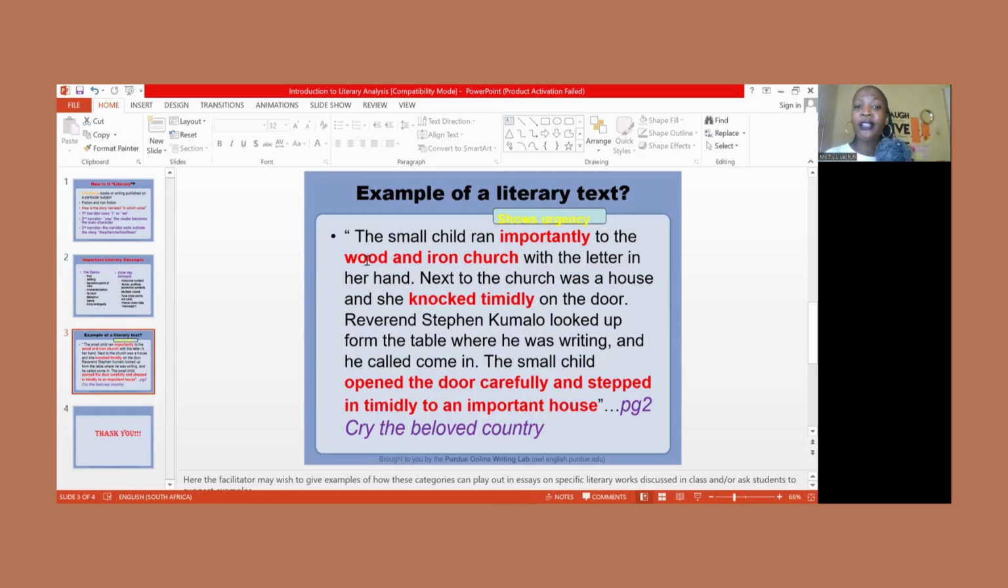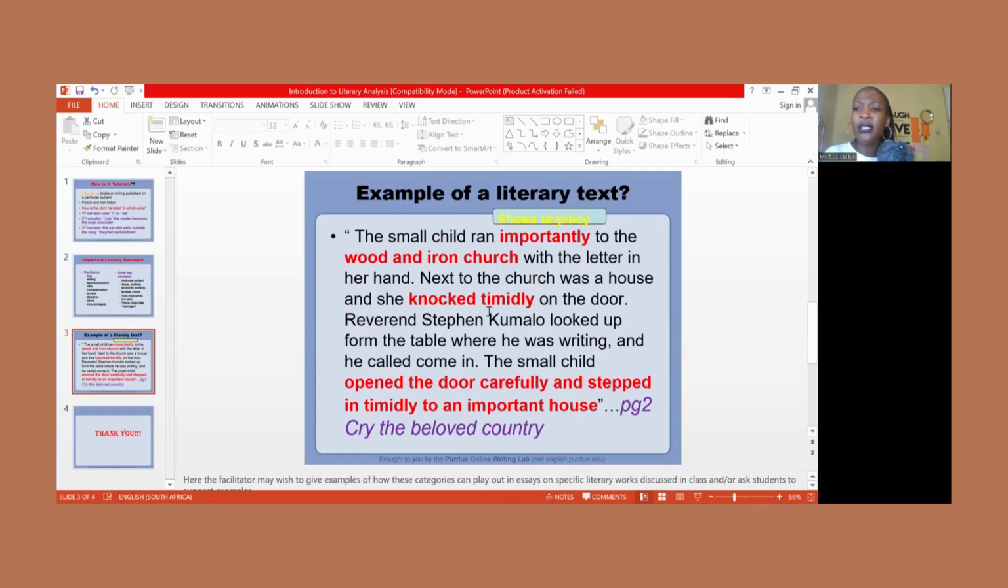So that is why the writer used adjectives here to give us a sense of the church, but also to help us build a vivid image in our minds so that we can breathe life into the story. Next to the church was a house, and she knocked timidly. It goes back to what I've said earlier about the use of adverbs to modify the action, to tell us more about how the action is being performed here.